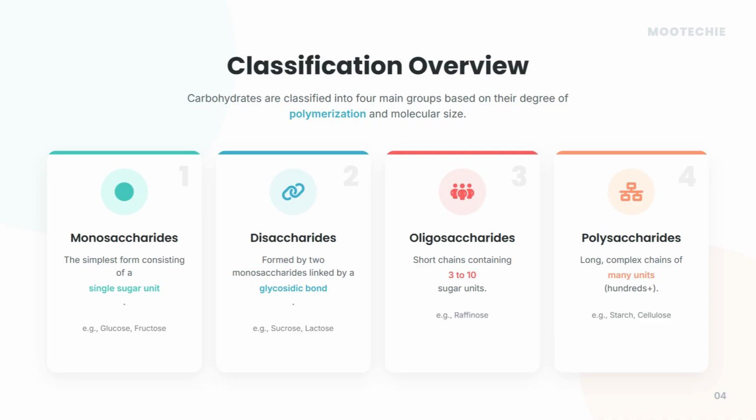Next are oligosaccharides. These are short chains containing 3 to 10 sugar units. An example is raffinose. And finally, polysaccharides. These are long, complex chains of many units, often hundreds or more. Examples include starch and cellulose.